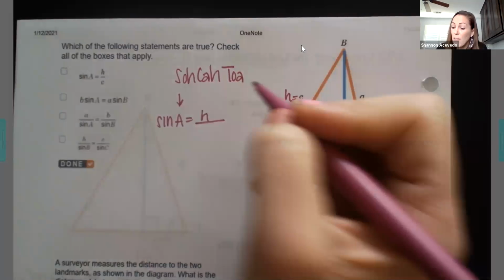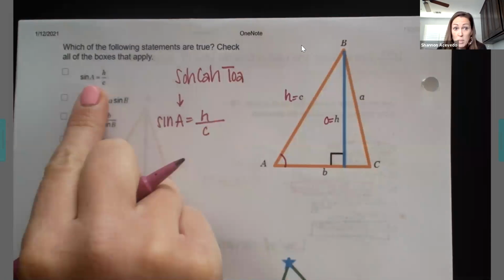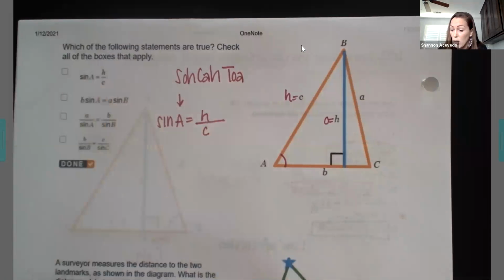So this is my value of C. And so I know that sine of A is H over C, and that's what this first one says. Perfect, this is true.